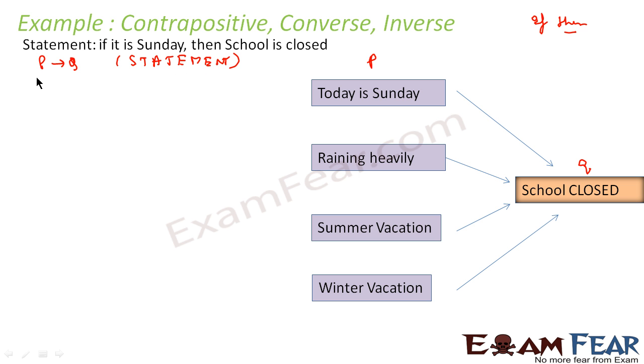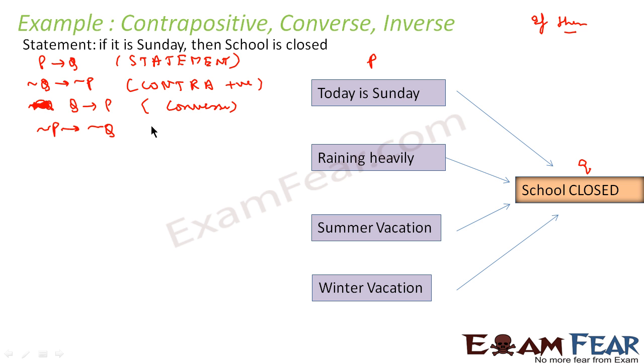Then the contrapositive is of this form: if not Q, then not P. This is the contrapositive. Converse is of this form: Q implies P. This is the converse. You just topple it. This becomes the converse. And for the inverse, you just add a negative statement here. So, negative of P implies negative of Q. This is the inverse.